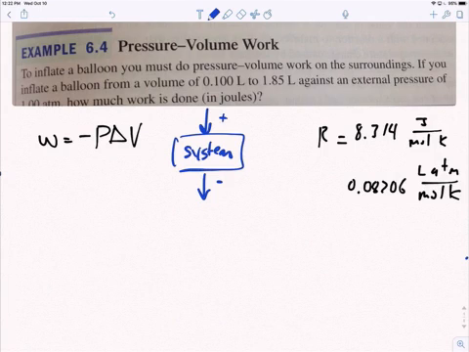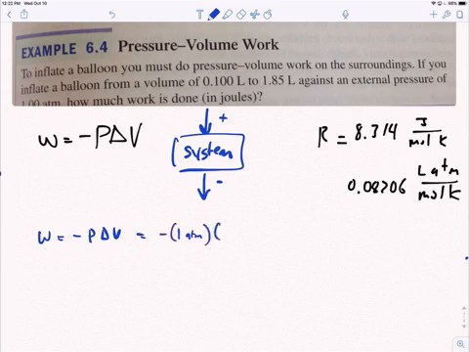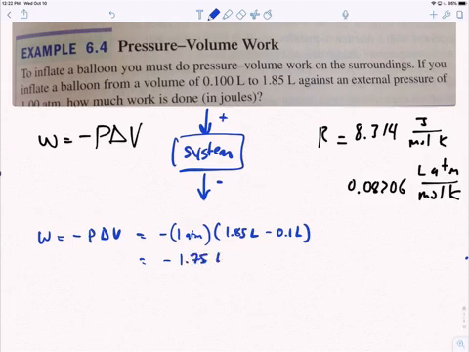So, okay, how much work is done in joules? Use this equation, work is minus P delta V. So our pressure is 1 atmosphere, minus 1 atmosphere times the change in volume, final, 1.85 liters minus 0.1 liters. So we get minus 1.75 liter atmospheres. And you're like, okay, what the heck is a liter atmosphere?